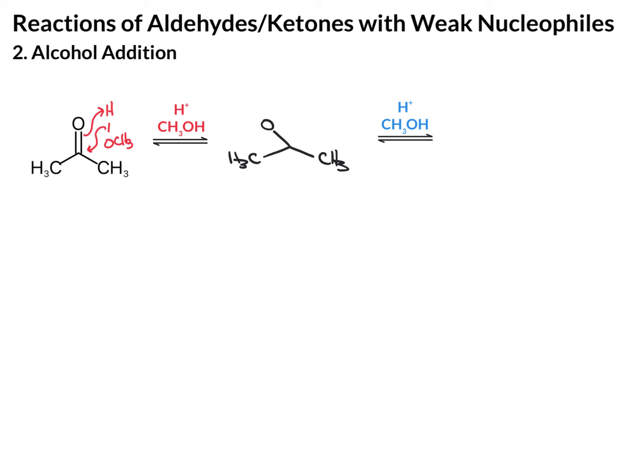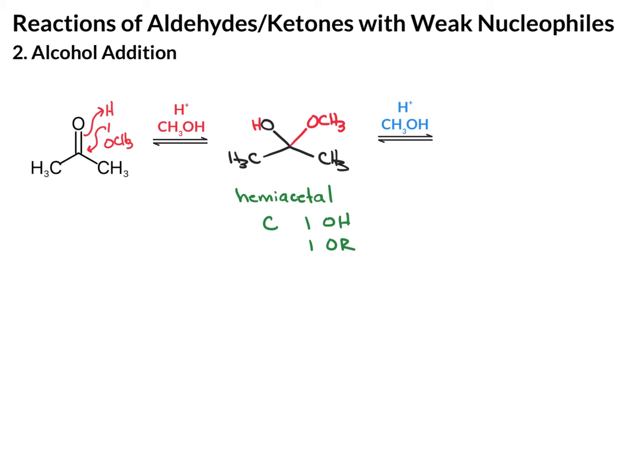So we've added the proton from methanol to the oxygen, and then we've bonded an OCH3 group to that carbon that was the carbonyl carbon. This product here is known as a hemiacetal. That's a carbon that has one OH and one OR group attached. And that's what we have right here: an OH and an OCH3, which is the OR group.